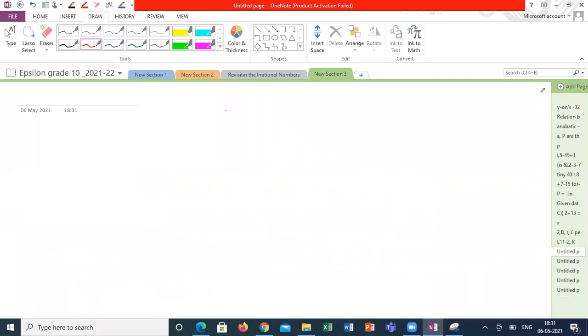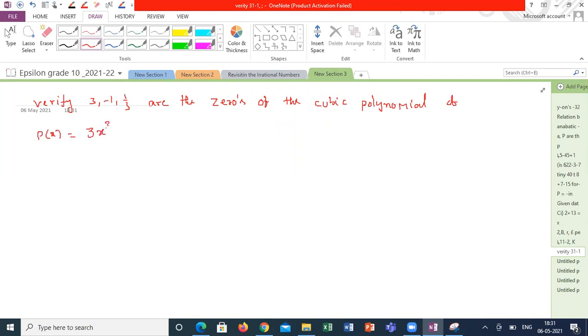Guys, verify 3, minus 1, 1 by 3 are the zeros of the cubic polynomial p of x is equal to 3x cube minus 5x square minus 11x minus 3.